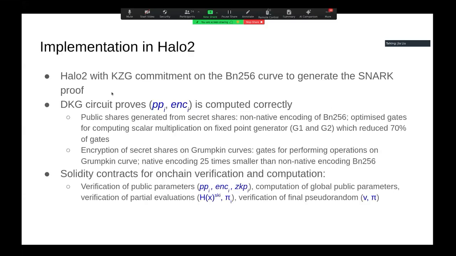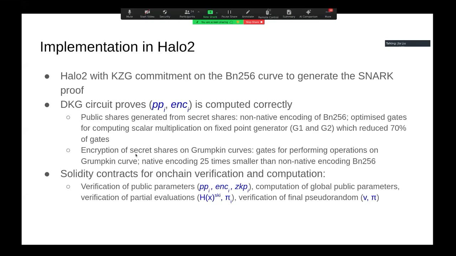So we use Halo2 with KZG commitments on the BN curve to generate the SNARK proof for the DKG process. We developed the DKG circuits to compute the public shares from secret shares and to compute the encryption of the secret shares. So the public shares are generated on the BN curve. Inside the circuits, we use the non-native encoding of the BN curve to do the computation. And we optimized the gates for computing the scalar multiplication on the fixed point generator for both G1 and G2. This reduced 70% of the gates.